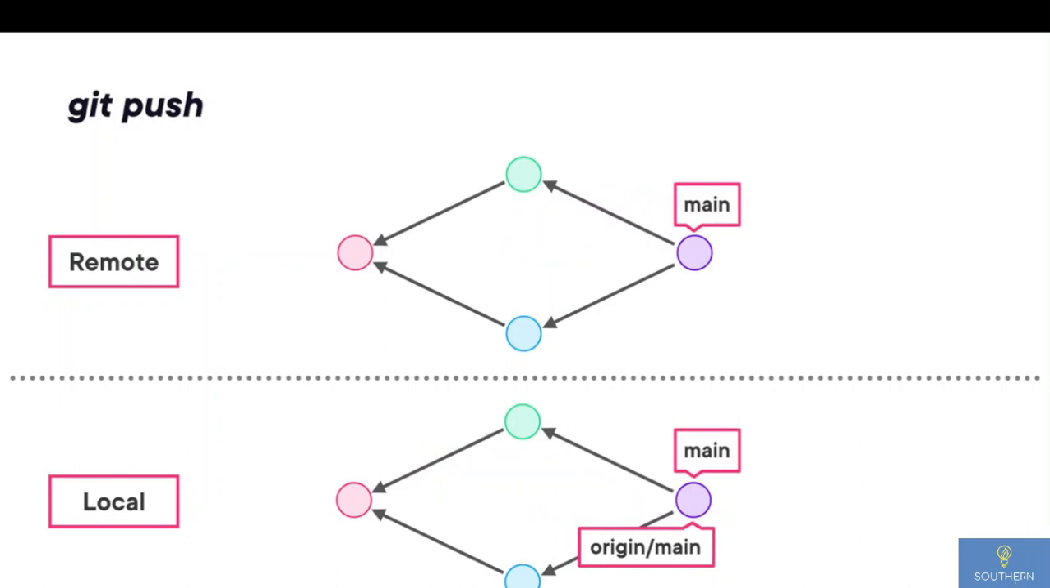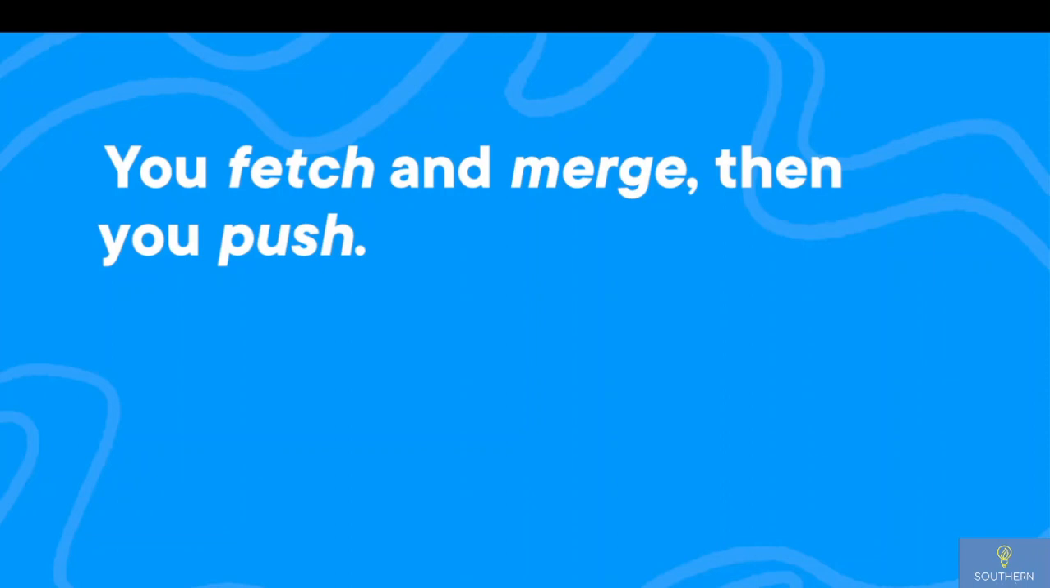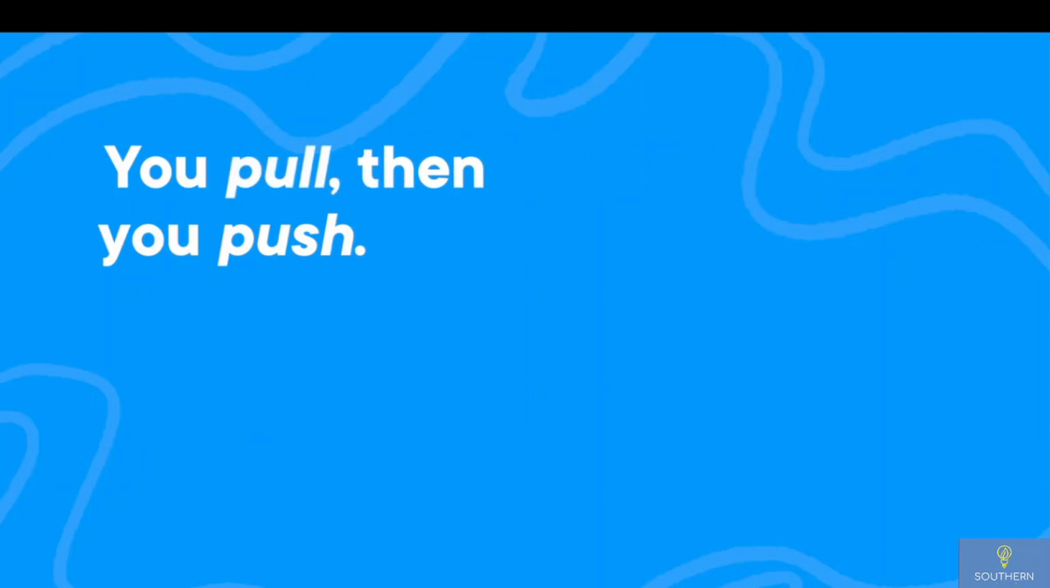You fetch the changes from the remote, you merge them into your own repo, and then you push the result. This sequence of a git fetch followed by a git merge is so common that there is one single command that does both. It's called, you guessed it, git pull. A fetch followed by a merge.